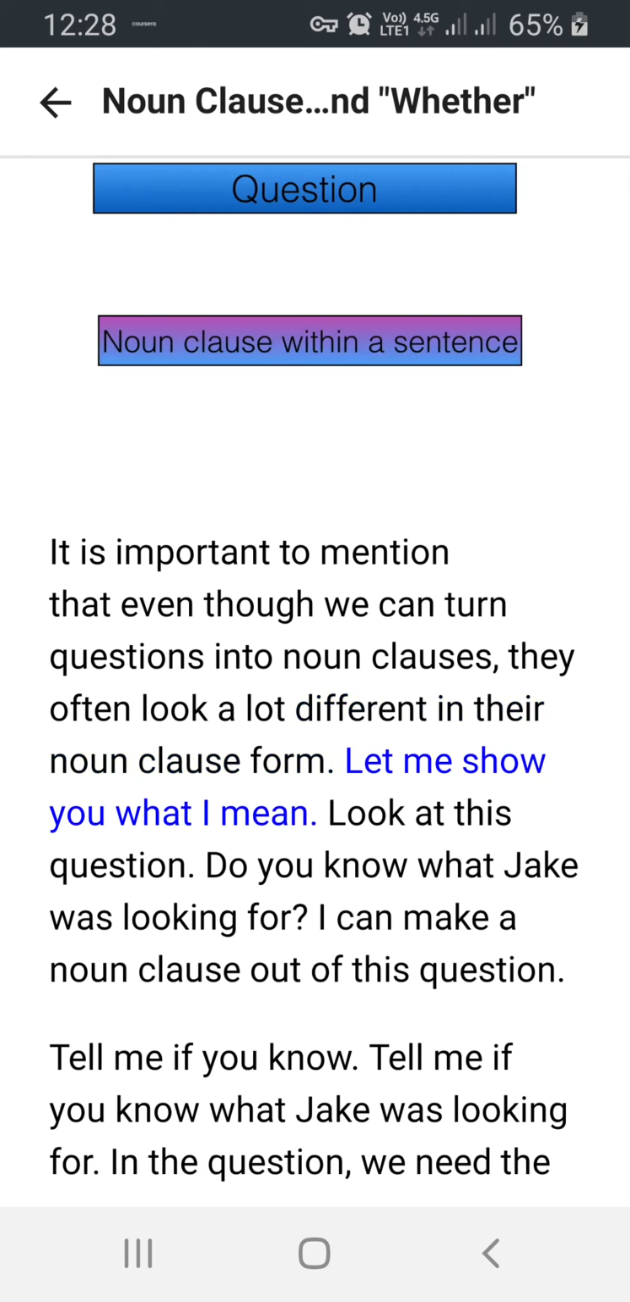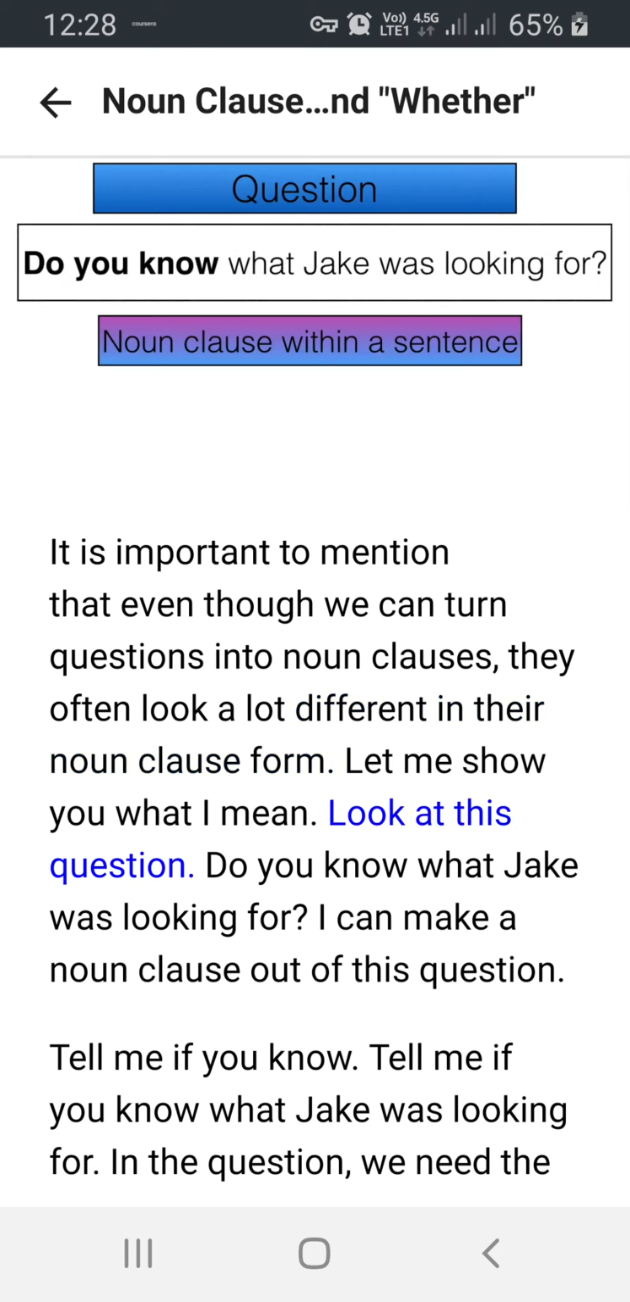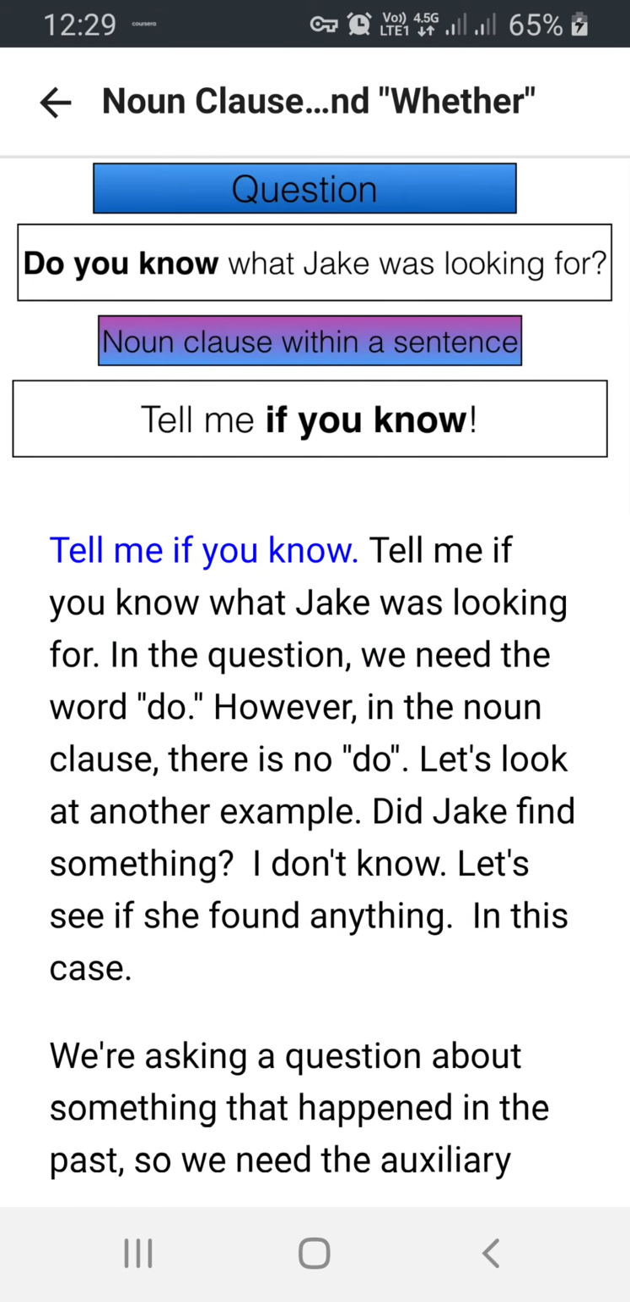Let me show you what I mean. Look at this question. Do you know what Jake was looking for? I can make a noun clause out of this question. Tell me if you know what Jake was looking for. In the question, we need the word do. However, in the noun clause, there is no do.